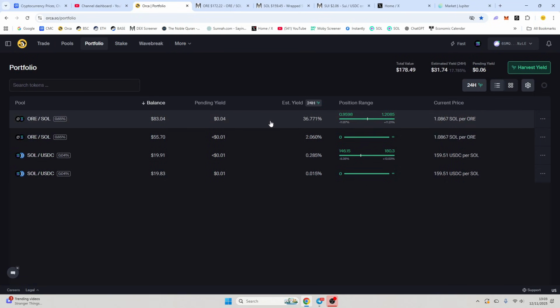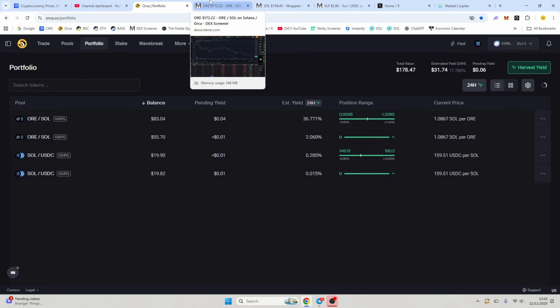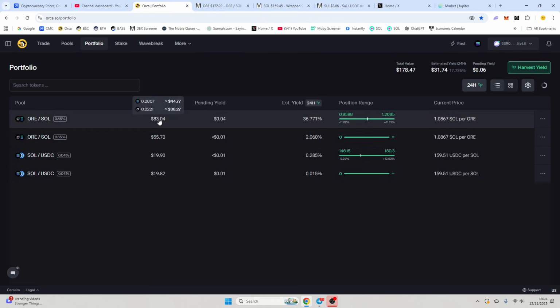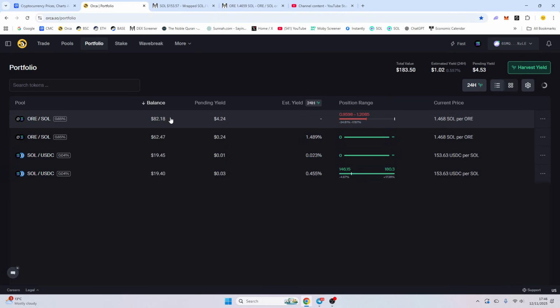So if this keeps going per day, or we manage to stay in range for quite some time, it can do pretty well. So we've got $83 here and $55 here. We'll check back and we'll see how this has done. So this is 5 hours later, and currently we have a small profit.